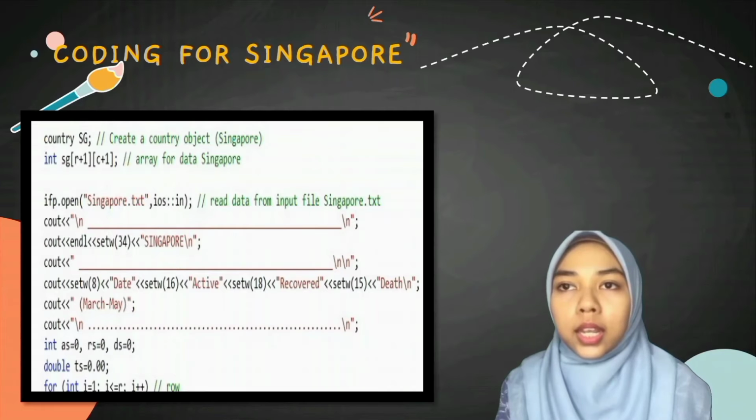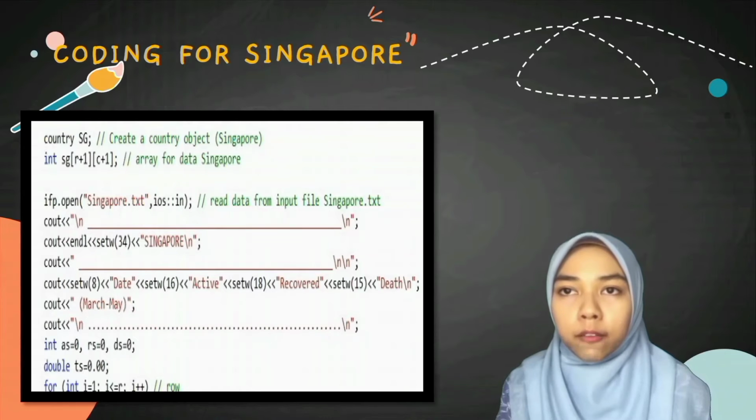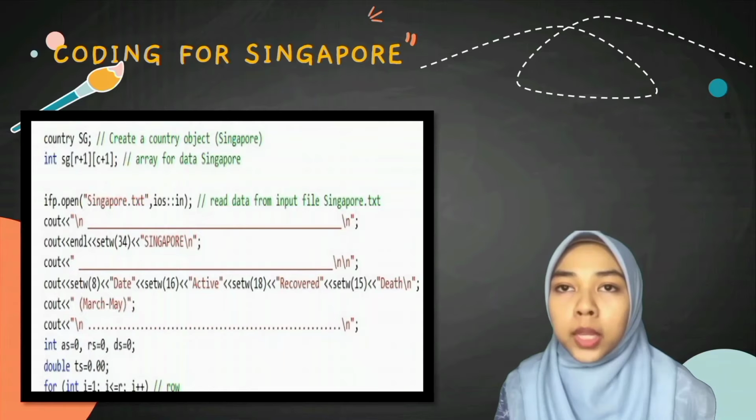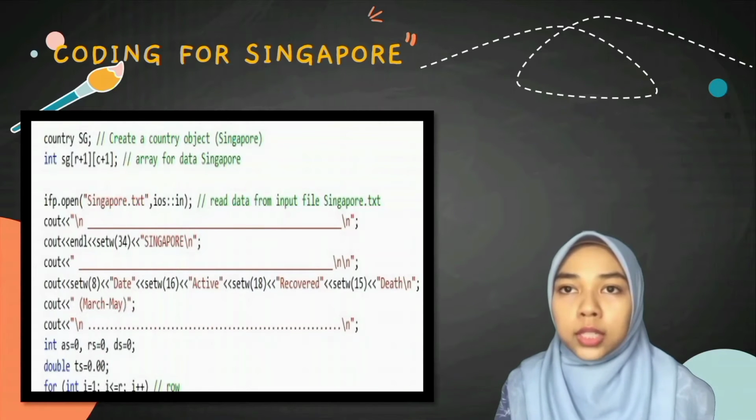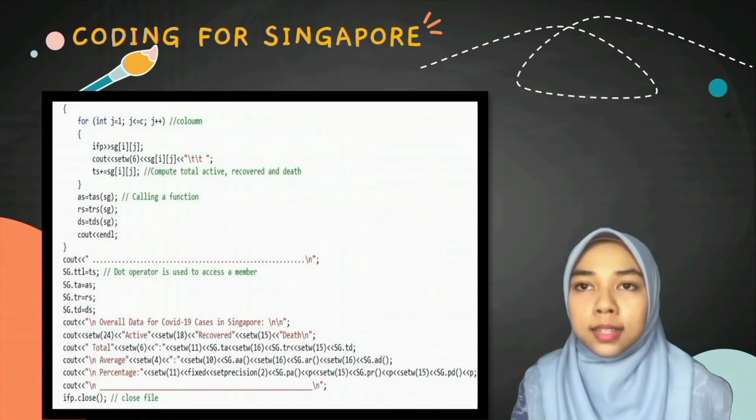Then, to create an array of output data, we have to use a nested for loop. So we use the format of ifp.open to read the data from the input file of Singapore and use the format of ifp.close at the end. For the nested for loop, the outer loop represents the row, while the inner loop represents the column.